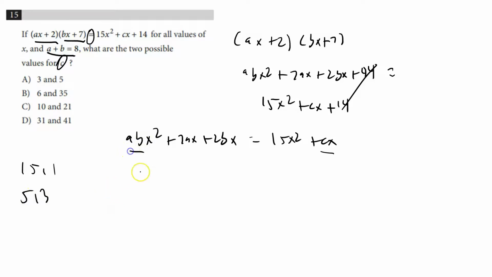But what do we know about A and B? They add up to 8, right? And do 15 and 1 add up to 8? No, they don't. They add up to 16. But 5 and 3 add up to 8. So we know 5 is A and B is 3.